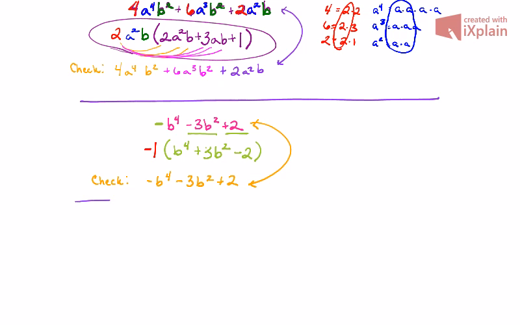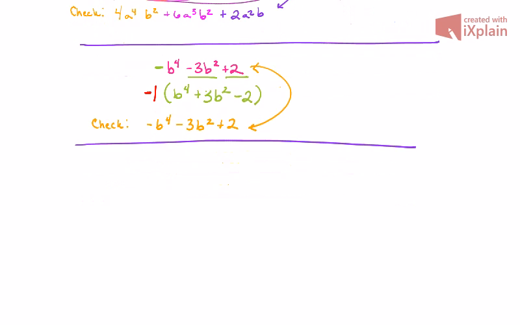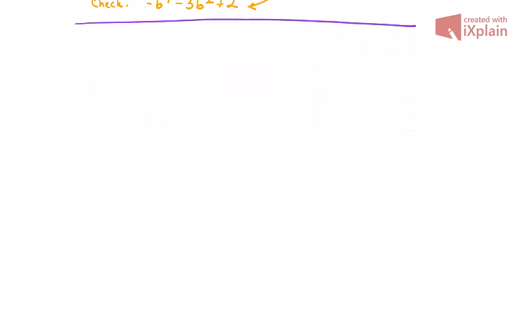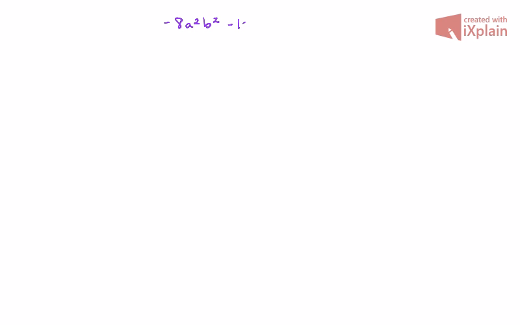Okay, so let's move forward to something a little bit more complex. Let's go ahead and do negative 8a squared b squared minus 12ab cubed. And again, the issue that I'm seeing here is that there is a negative out in front. So again, best practices would be to remove that negative entirely. So I'm going to set that negative on the outside.